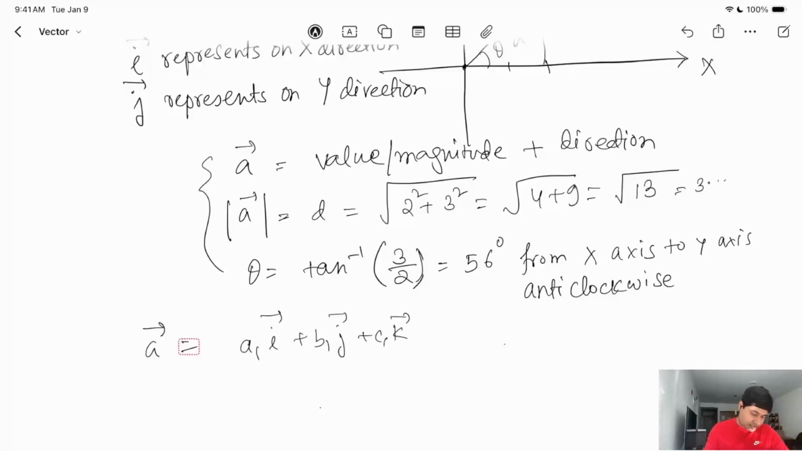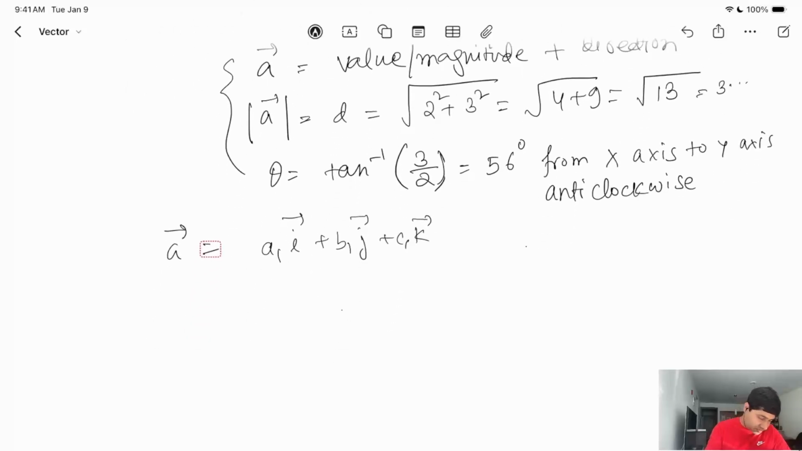Yeah. Now let's talk about vector addition. Why is it important? Because we need to understand it here.